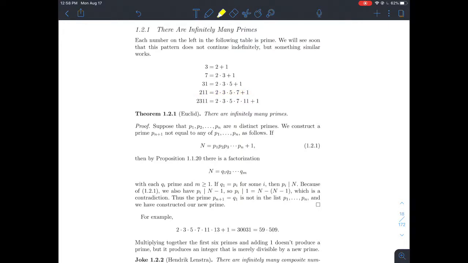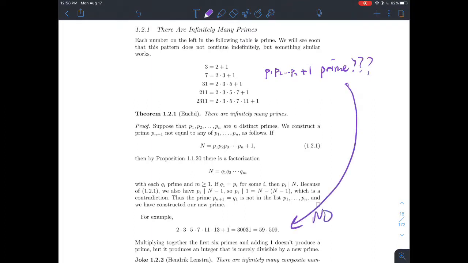Now, maybe you're thinking, oh my goodness, is it true that p1 times p2 times through pn plus 1 is always prime? Is that some kind of crazy pattern? And the answer is no, because check out down here. If you take 2 times 3 times 5 times 7 times 11 times 13 plus 1, you get 30,031, which factors as 59 times 509. The point, though, is you'll see how we use this idea in Euclid's proof. So let's jump into that then.